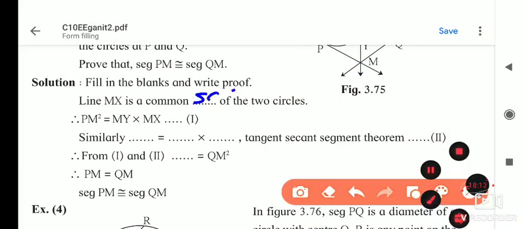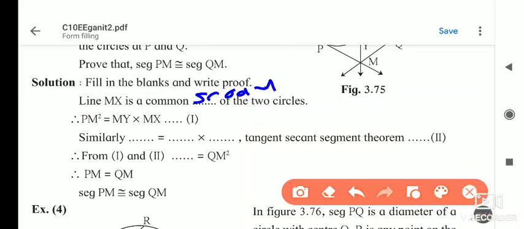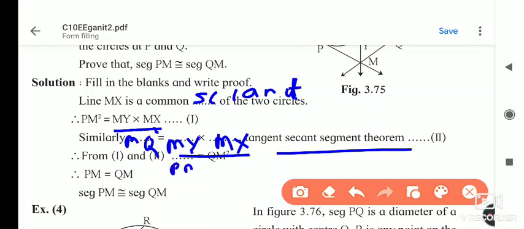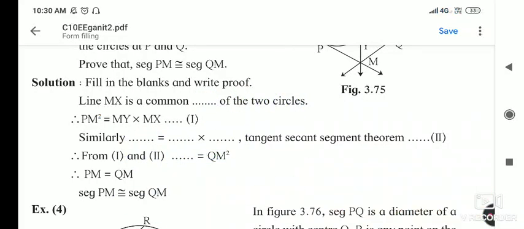So here it is a secant, and similarly MQ square is equal to My into Mx, and the reason is the tangent secant theorem. If you see, My Mx on the LHS is the same, so the RHS is also the same. So what do we get here? QM square is equal to PM square. Taking the square root, PM is equal to MQ.